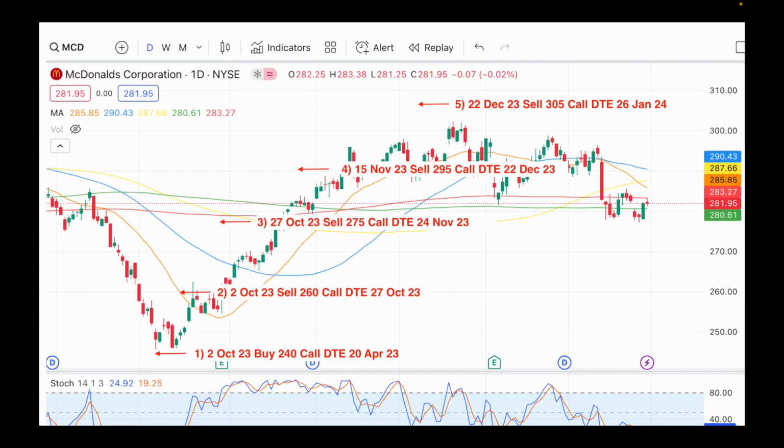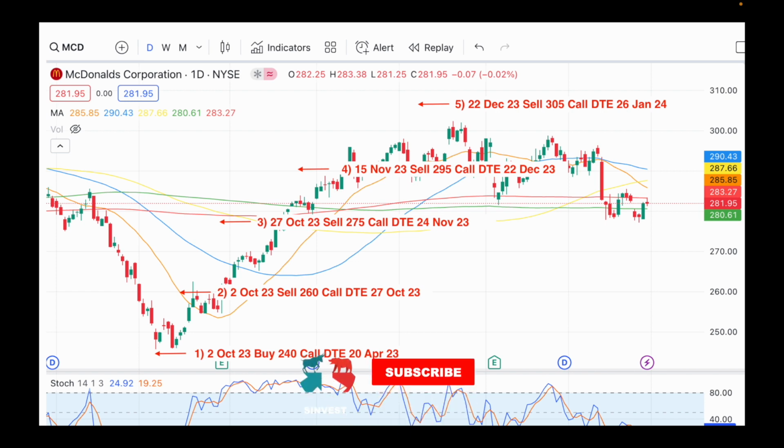Today we will use McDonald's stock as an example to execute a diagonal spread and track profit and loss using the trading journal. To initiate a diagonal spread, begin by buying a long-dated call option, say one expiring in 6 months, and simultaneously sell a shorter-dated call option expiring in the next few weeks. In this case, I bought a 240 call option expiring in April 2024 back in October of 2023. Simultaneously, I sold a shorter-dated call option expiring at the end of October 2023.